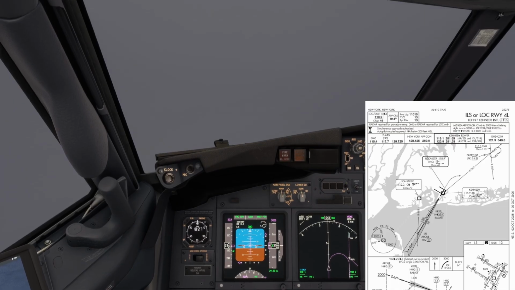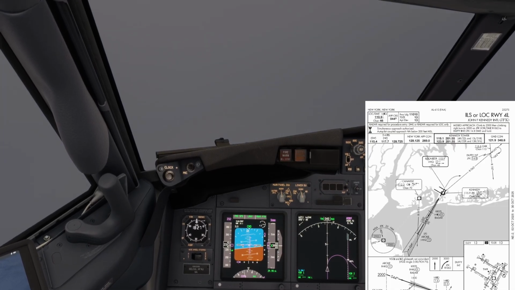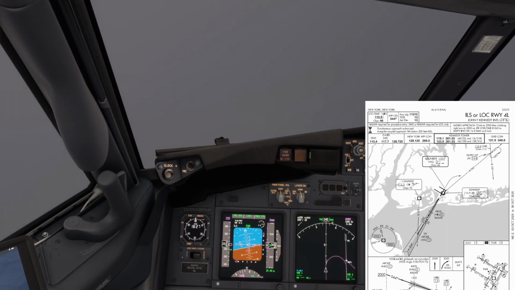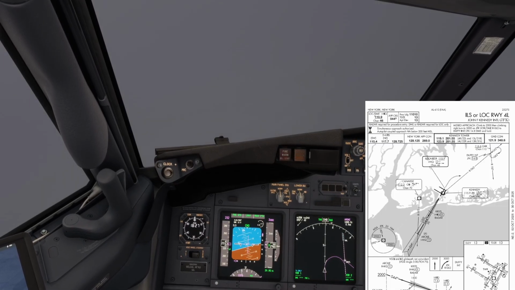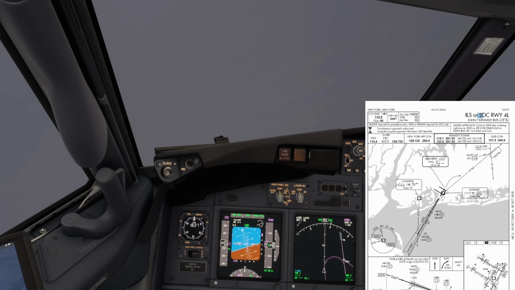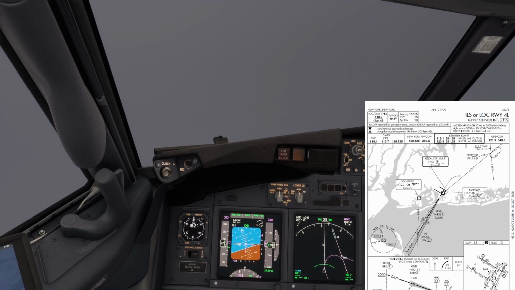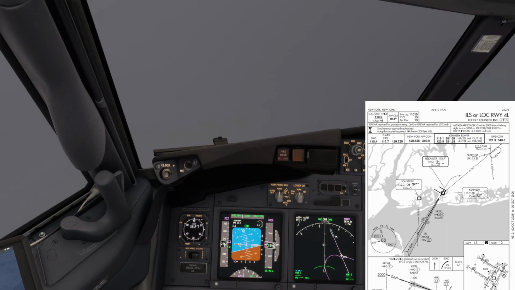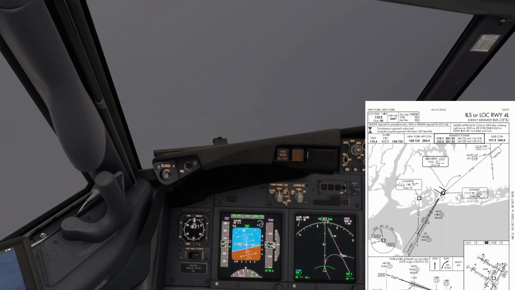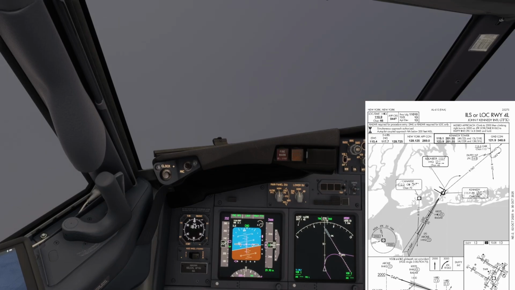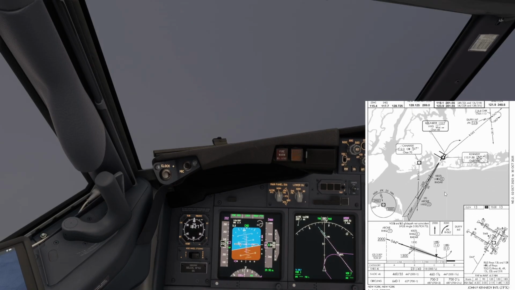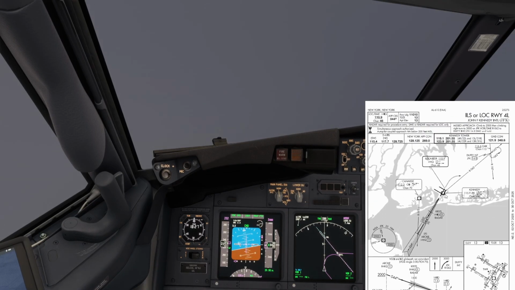Glide slope does have a frequency, I believe. You can correct me if I'm wrong on that, but it's not published anywhere. Nobody really cares about the glide slope. The reason it says ILS or localizer runway 4 left is because if you did happen to lose your glide slope for whatever reason, if the glide slope was inoperative, which would be NOTAMed, so you wouldn't generally have to worry about that, you can just shoot this as a localizer approach. So you can shoot this without a glide slope. You just have to use your own vertical guidance, which we can get into later.